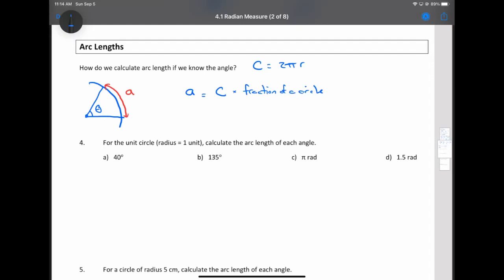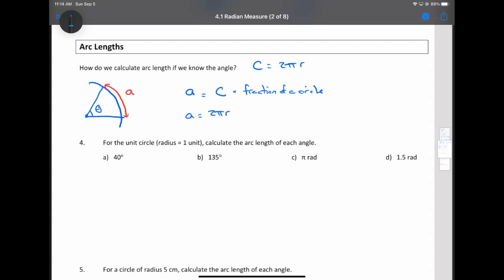So for instance, if the arc length is a complete 360 degrees or 2 pi radians, then the arc length will be 2 pi times the radius. If it's less than that, it's going to be some fraction. If theta is 180 degrees or pi radians, it's going to be half a circle, so it'll be half the circumference, and so on.